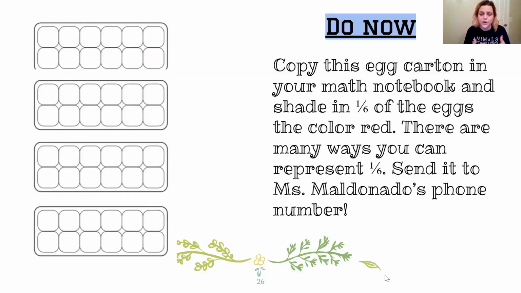We're actually going to start with, this was our exit ticket from yesterday, but I turned it into a do now as a way to review. I had asked you guys to copy this egg carton in your math notebook and shade in 1/6 of the eggs red. There are many ways you can represent 1/6, and then I asked you to send it to my phone number. You don't have to do that right now because that was your exit ticket from yesterday, but I do want you to take out your math notebook because even if you did send it to me, let's just review it and make sure that you understood how many ways we can represent 1/6.